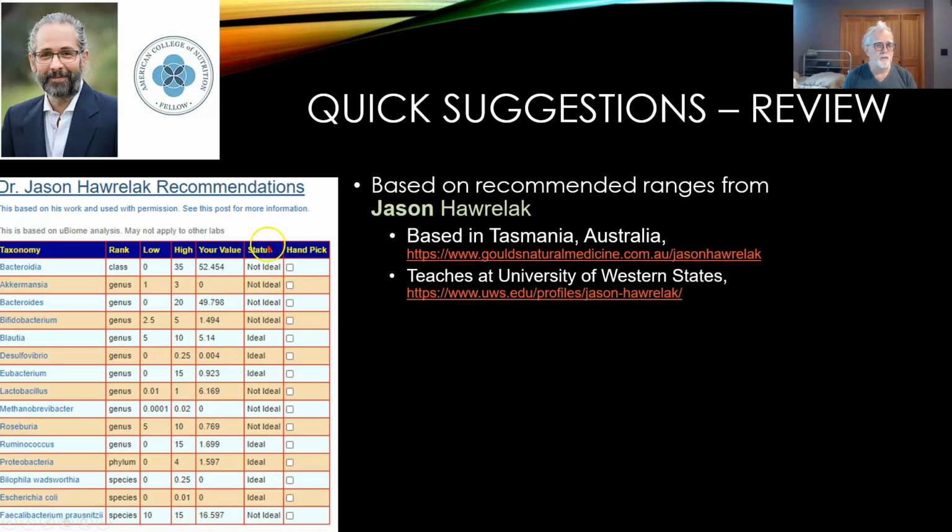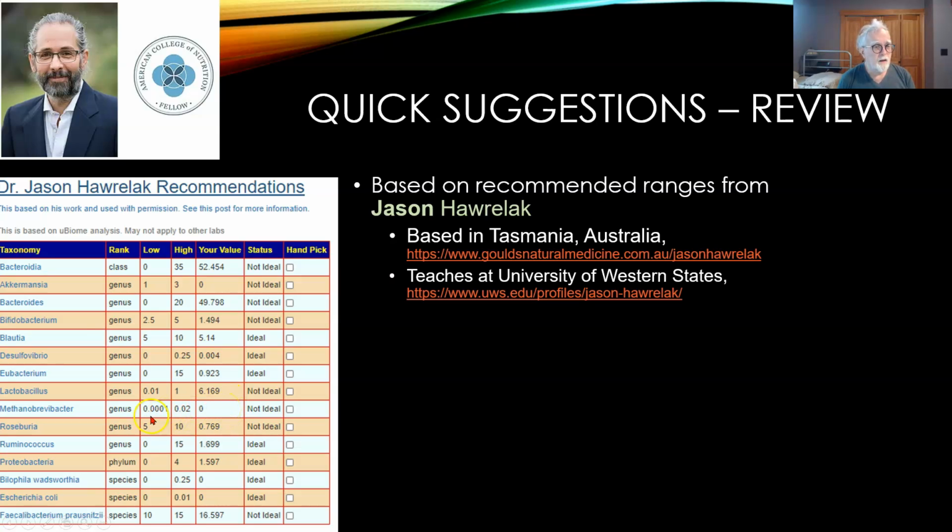On the left we have the values. You see there's a whole bunch of not ideals. For example, lactobacillus, somewhere between 0.01 and 1. We are sitting up at 6. So we are well beyond his ideal range for this particular one. Another one, his range is 10 to 15. We are 16, so we're a bit high in that one, and we have already picked that one out by another method. Rhinococcus is okay. Roseburia is low. Nothing we have done picked that up as being a potential problem.